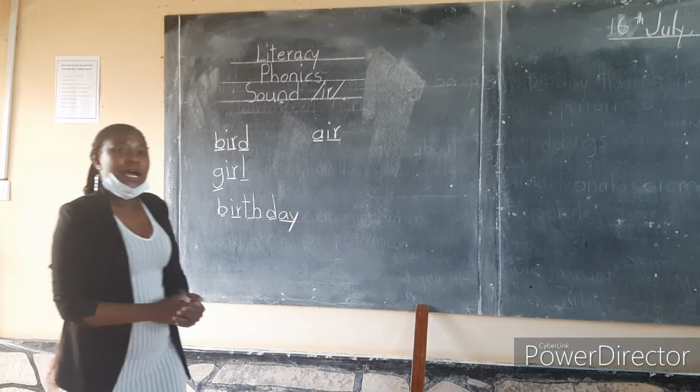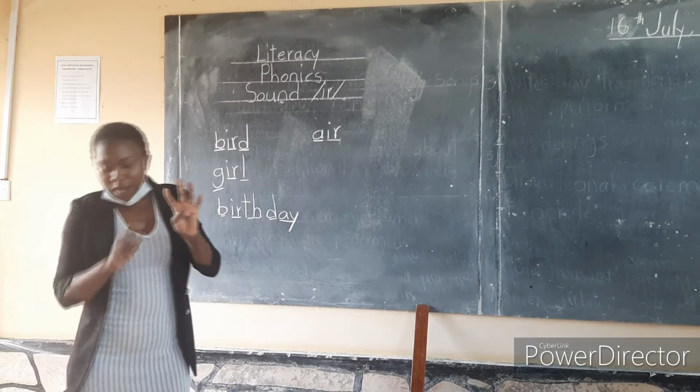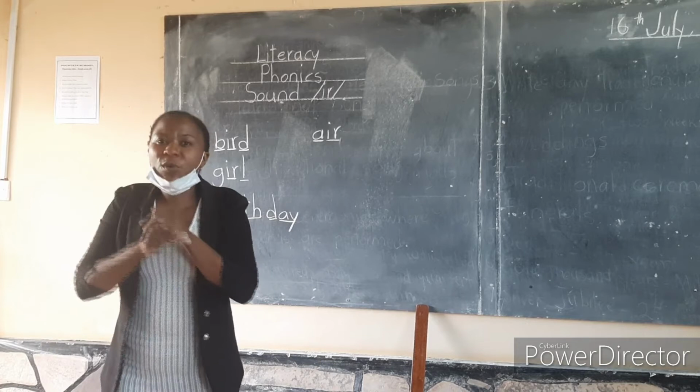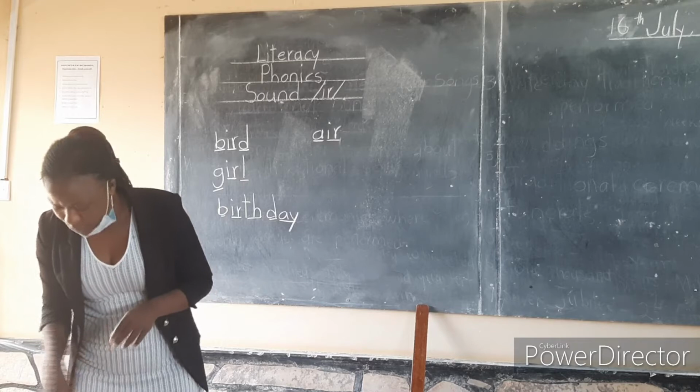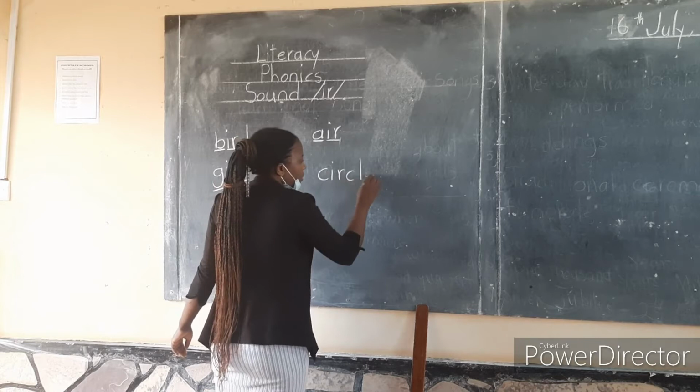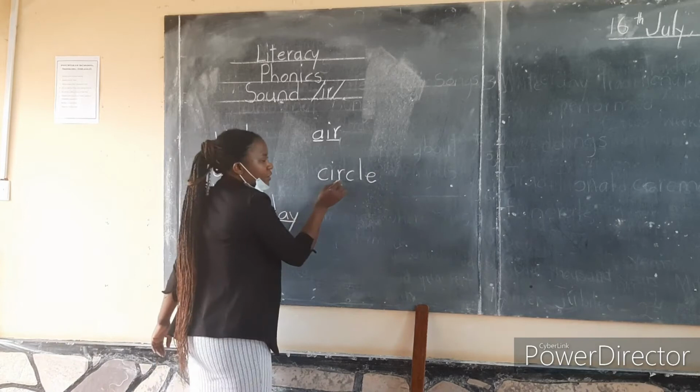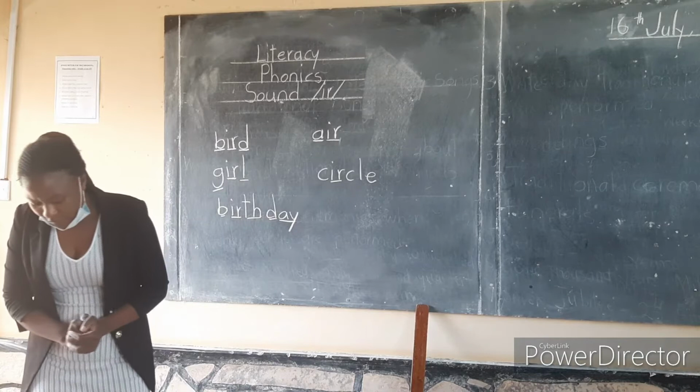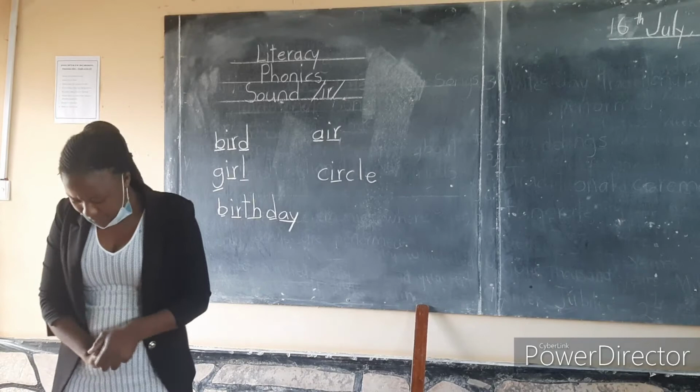Are we together? So we have four basic shapes. We have a rectangle, a triangle, a square. Which other one is that? Circle. Very good.